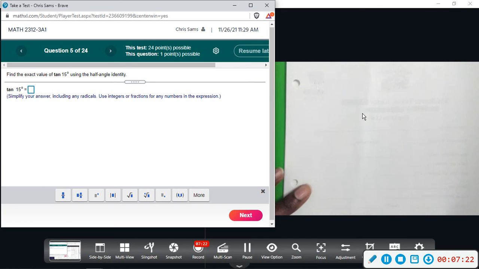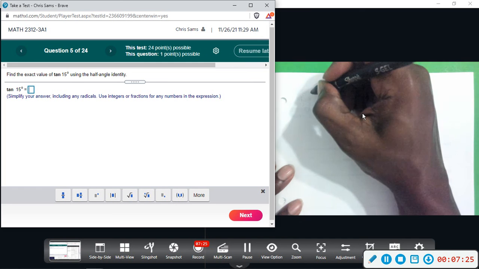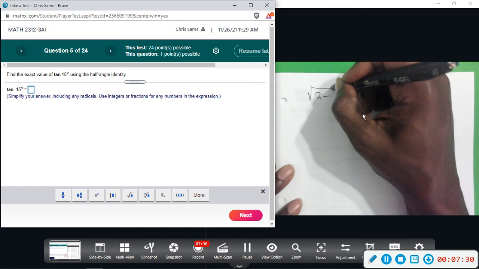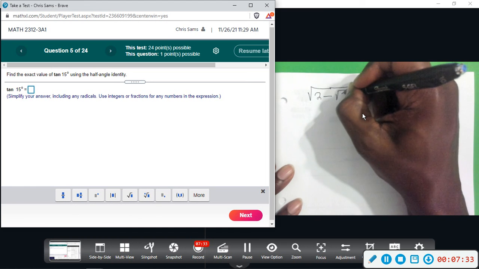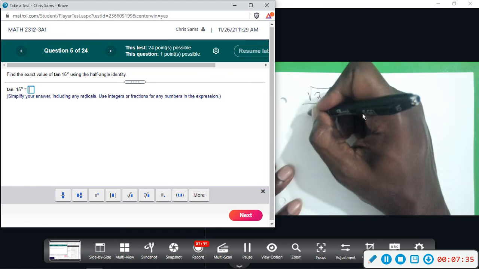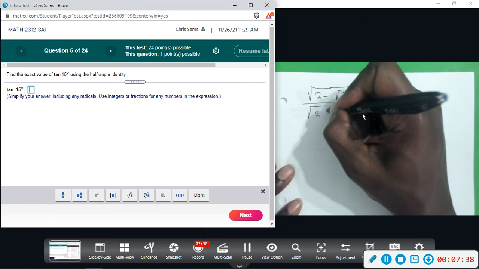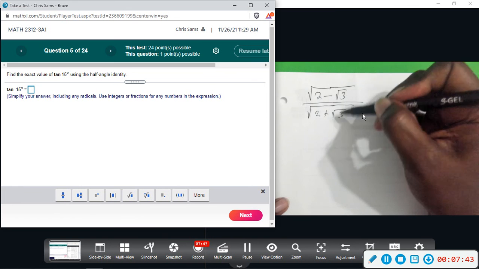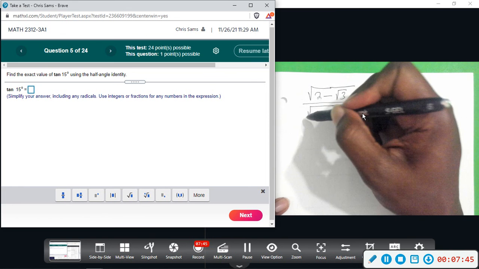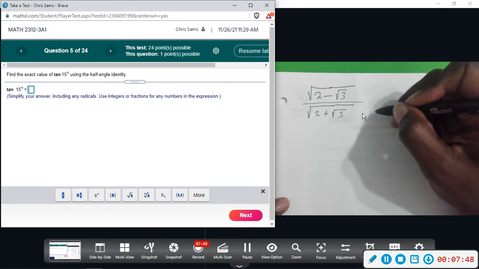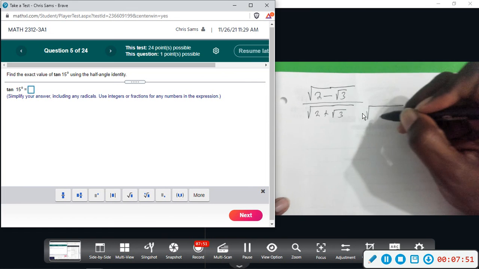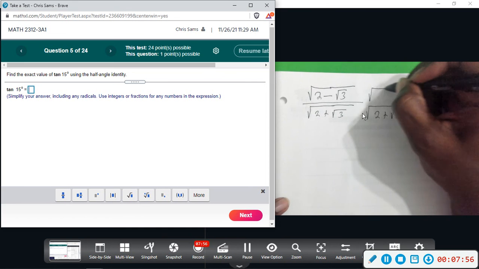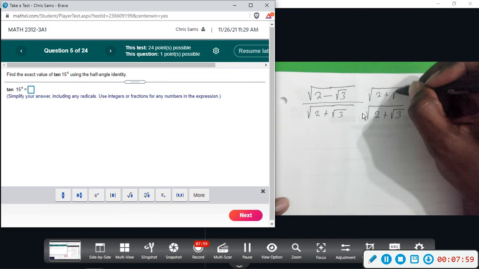So continuing with that process, this is what I have. I have the square root of 2 minus, and then it's still under the square root of 3. And then on the bottom I have square root of 2 plus square root of 3. I want to get rid of the outer square root, so I have to rationalize the denominator by multiplying by that exact expression. So I'm going to multiply by square root of 2 plus square root of 3 on top and bottom.